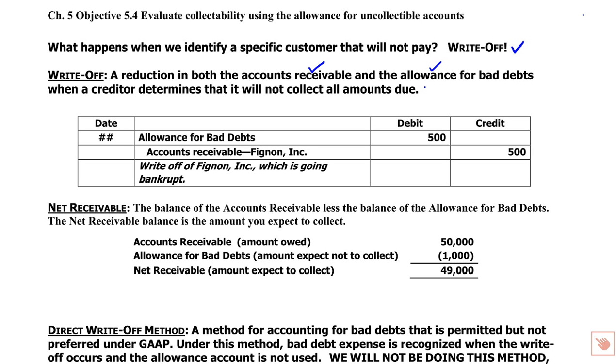Okay, so why is the allowance there? The allowance is there so when a bad thing happens, we can take the bad event out of the allowance. Because the allowance is a credit balance that was reducing our total assets.